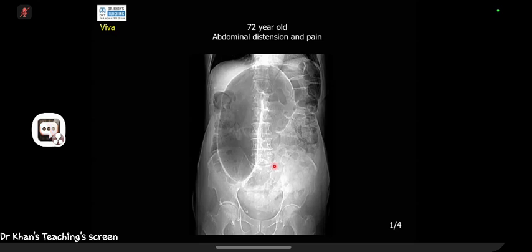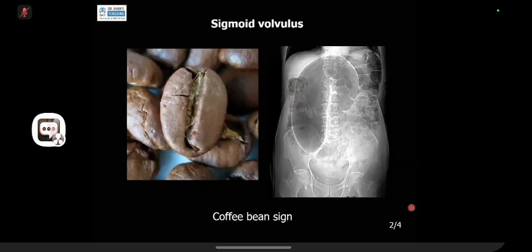Look at the shape. It will be an inverted U, right? So sigmoid is quite characteristic, but the key point is the inverted U appearance. There are no haustra. It is a smooth outline. Otherwise, large bowel has got haustra, right? Now, these are the two loops, this is one loop and this is the descending loop. In between, the walls produce this kind of appearance. We call it the coffee bean sign. It looks like a coffee bean, with a stretch of imagination. But this is sigmoid volvulus.